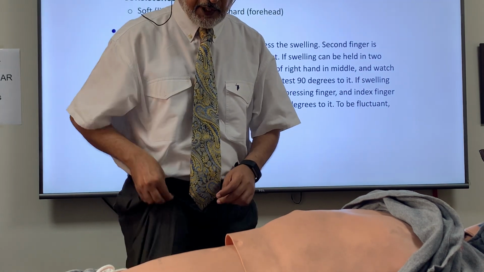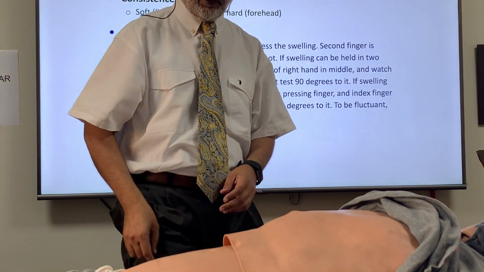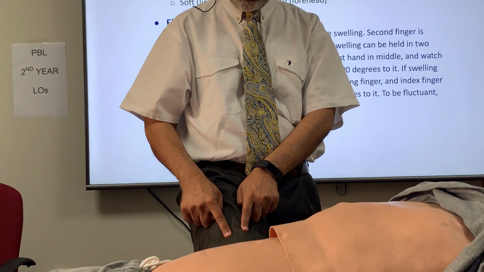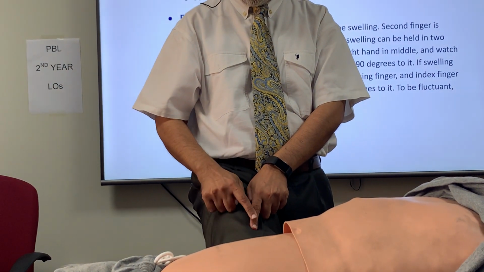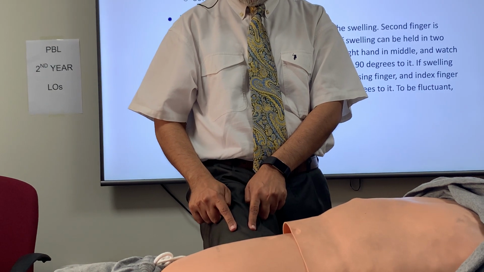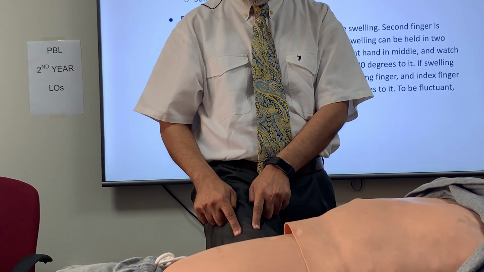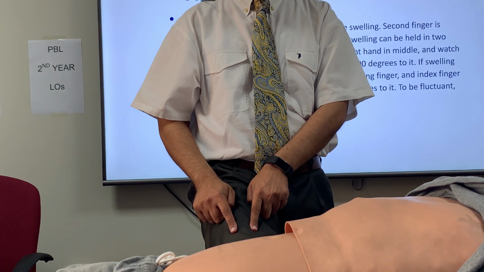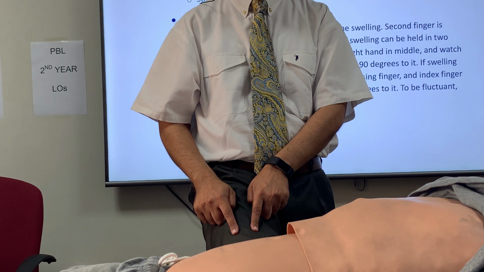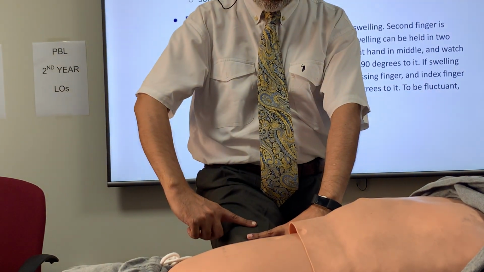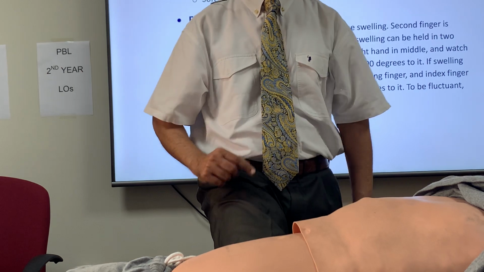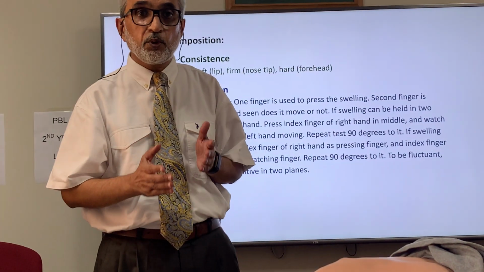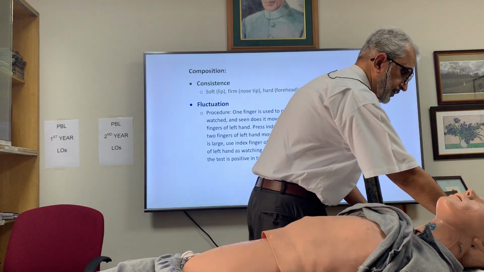For example, if you see my thigh, as you can see over here, this is the watching finger, this is the pressing finger, and look how well the watching finger comes up. Now, it means, does it have fluid? But we know this is muscle, not a fluid. Now, if I do like this, you see, this finger does not move. That is why, to say a swelling is fluctuant, you have to do it in two planes at 90 degrees.